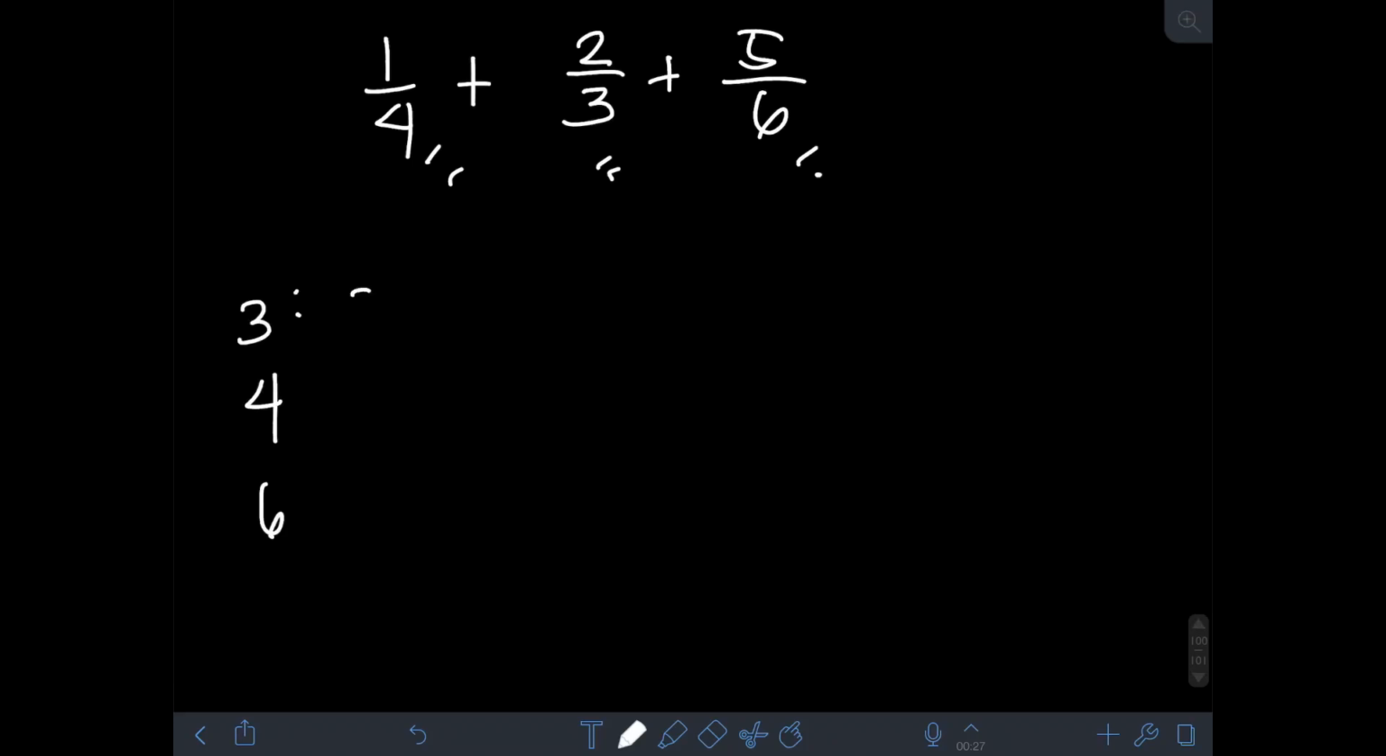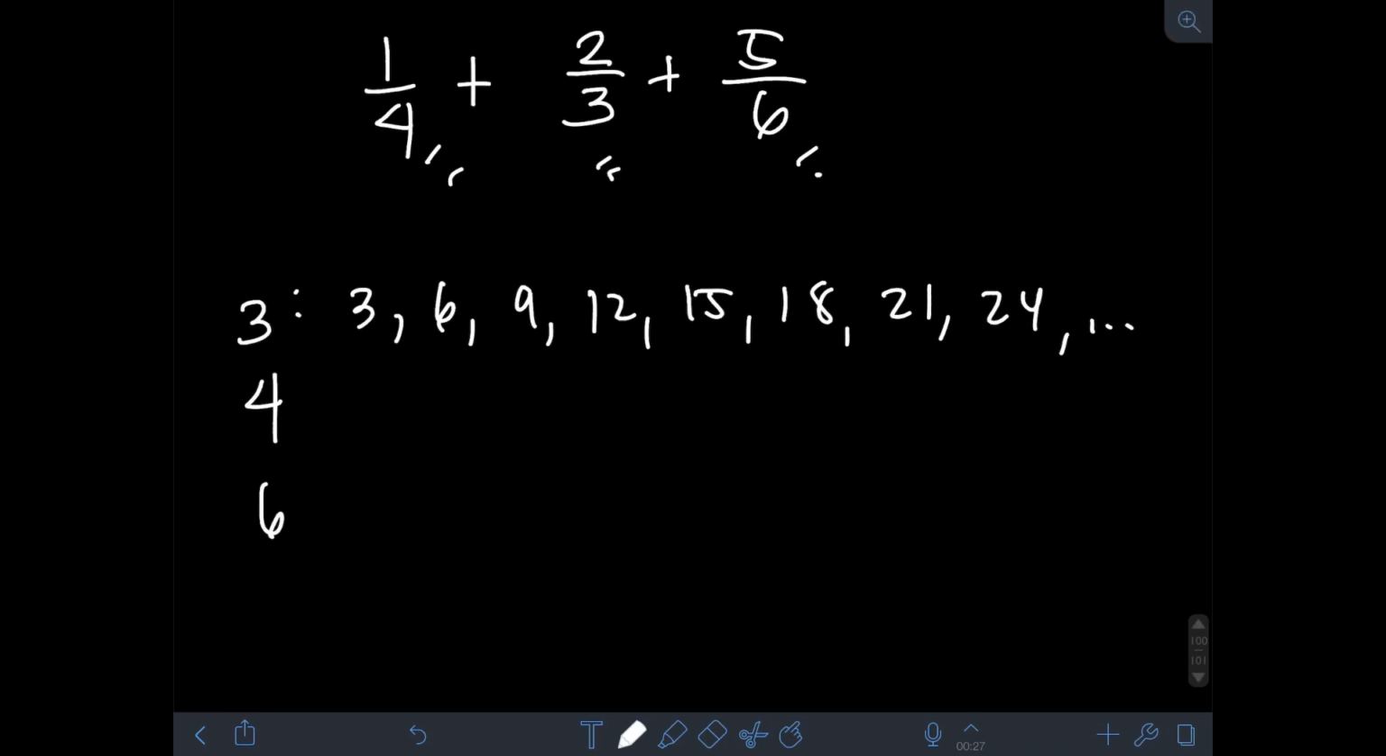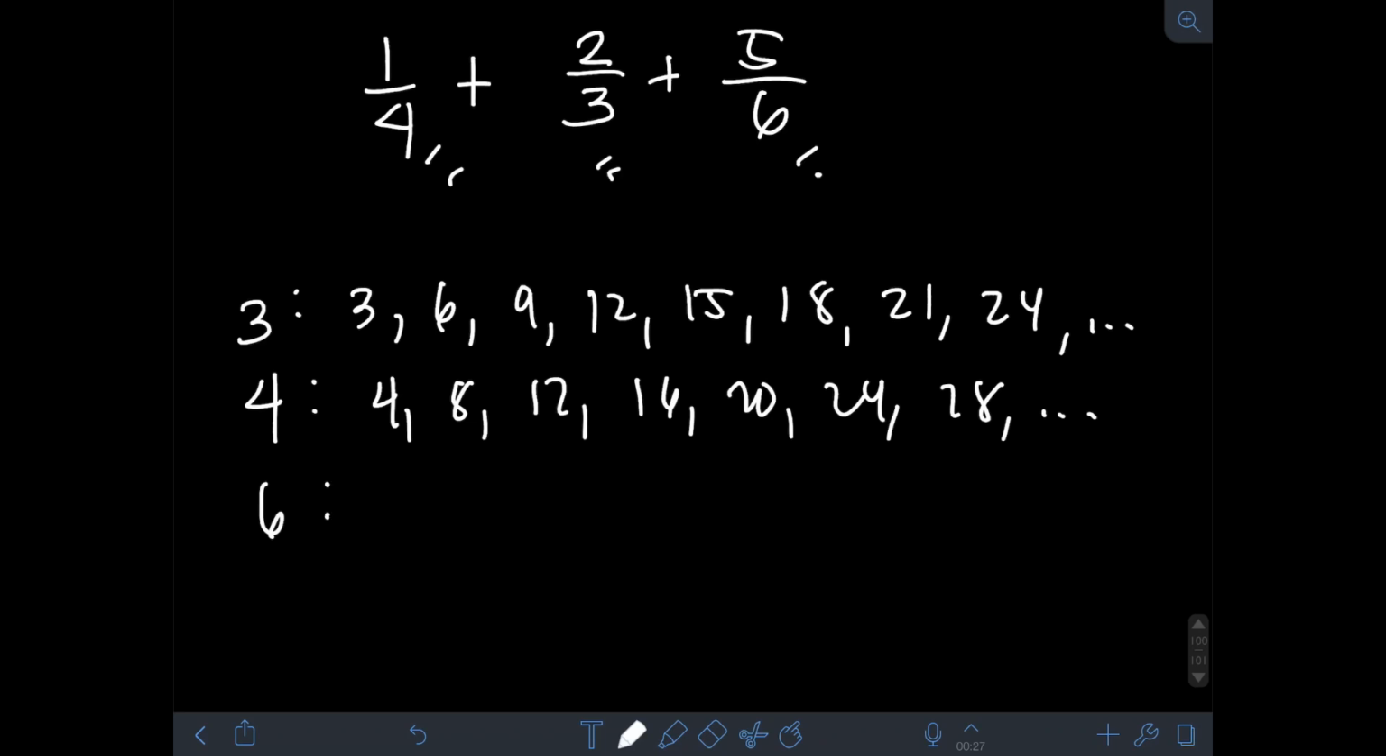So for 3, we have 3, 6, 9, 12, 15, 18, 21, 24, and so on. And then for the multiples of 4, we have 4, 8, 12, 16, 20, 24, 28, and so on. For the multiples of 6, we have 6, 12, 18, 24, 30, and so on.